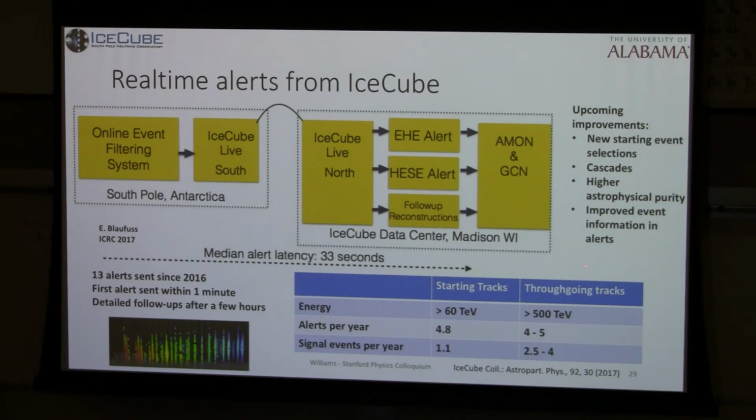Eventually we do want to send out cascades, at least for the use of wide field observatories, but we're still working on that. And we do want to improve our astrophysical event purity, reduce the number of background events, so we're working on that. So we're updating our selections, and also we'll be updating the information we put in the alerts to make them more transparent.